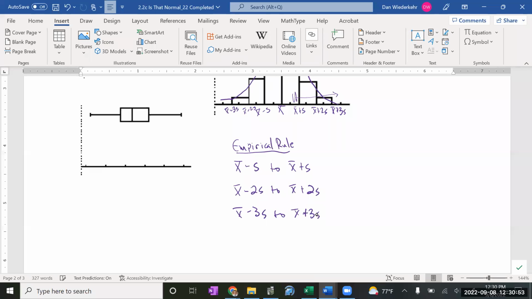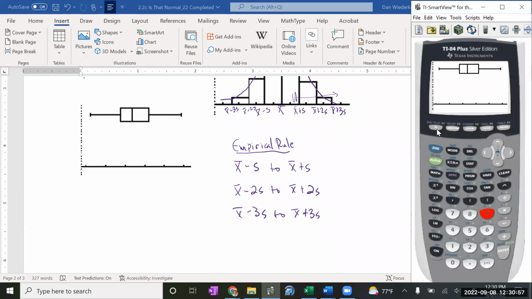Okay. Well, let's figure out what those values are. Right. So if I go back to, oops, I'll have to go back to, oh no, I'm going to change my window back. 172.4 minus 4 times 6.5.